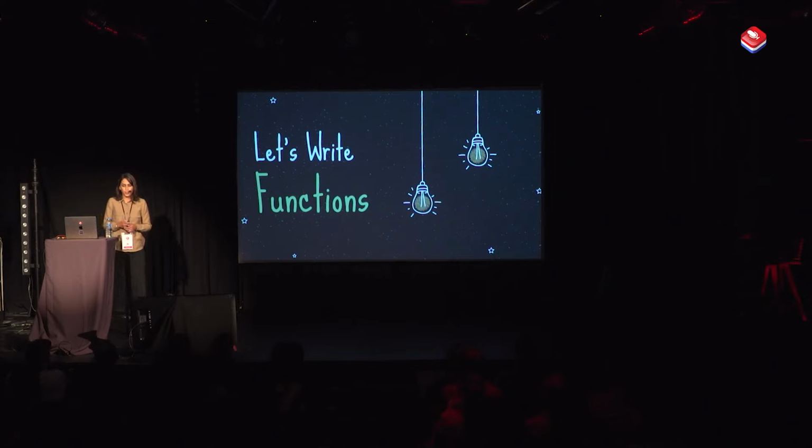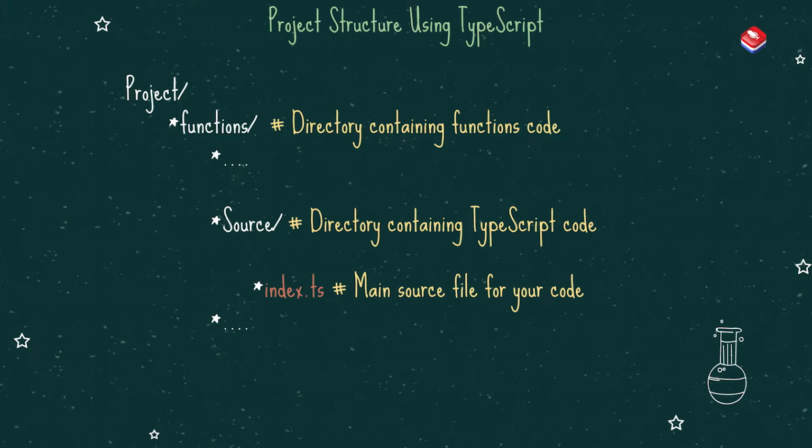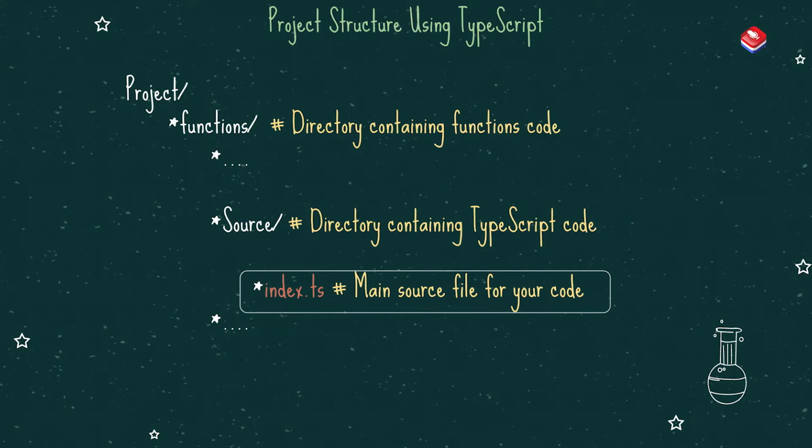So let's write a function. The first step is that we're going to write some code, we're going to test it, and we're going to deploy it. A bit too optimistic for a lightning talk, but here we go. When you run firebase init functions, it will create a folder for you. The structure is you have a project directory, and inside that there is a functions directory and a source directory. And then you get to this file, index.ts, which is the main source file of your code. Everything that you're going to see in the next slide is going to be in this file.